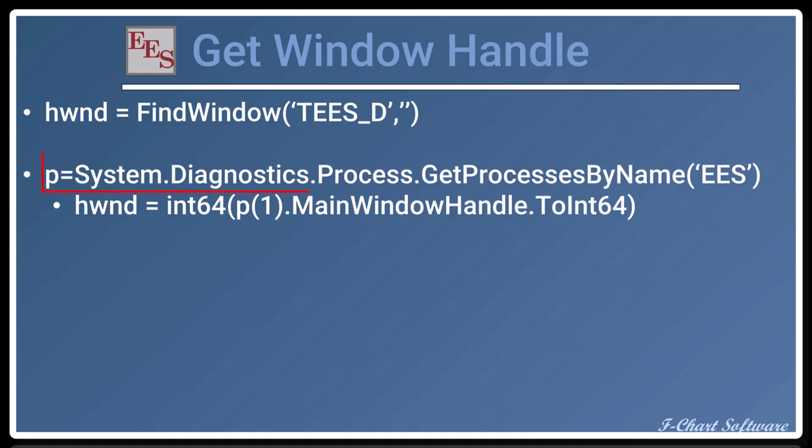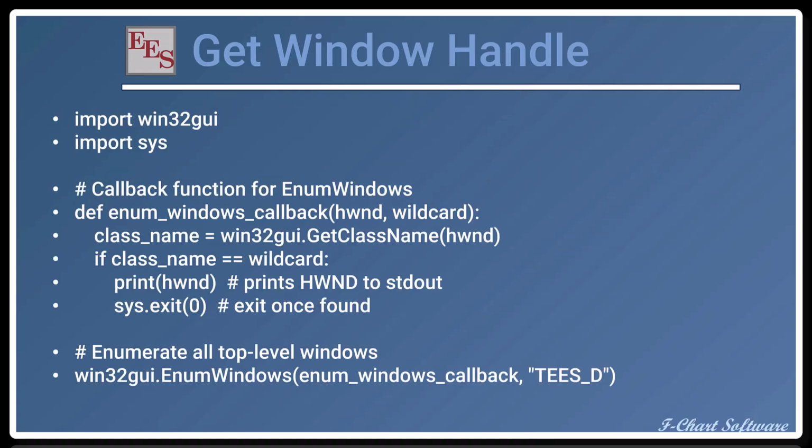So if you watch that video about interacting with EES from MATLAB, you saw that we ended up having to use the GetProcessesByName command from within the System.Diagnostics.Process .NET class. And it turns out that neither of these methods work within LabVIEW, so we're going to actually have to use the EnumWindows command that is within the Win32GUI library, and we'll execute that command from within Python.